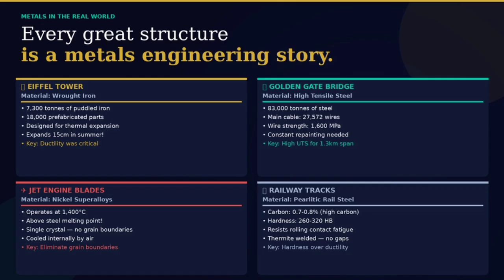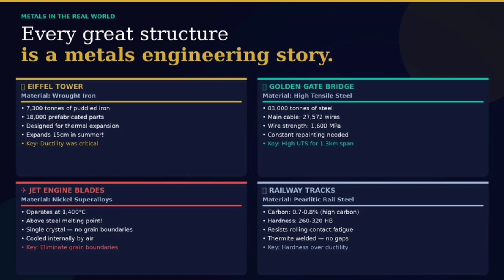Let us now connect everything we have learned to real engineering structures. The Eiffel Tower, completed in 1889, used wrought iron, not steel. Ductility was the critical factor. The structure needed to be assembled from 18,000 prefabricated parts, bolted together on site. Brittle cast iron would have cracked under the fabrication stresses. Wrought iron's ductility made it possible.